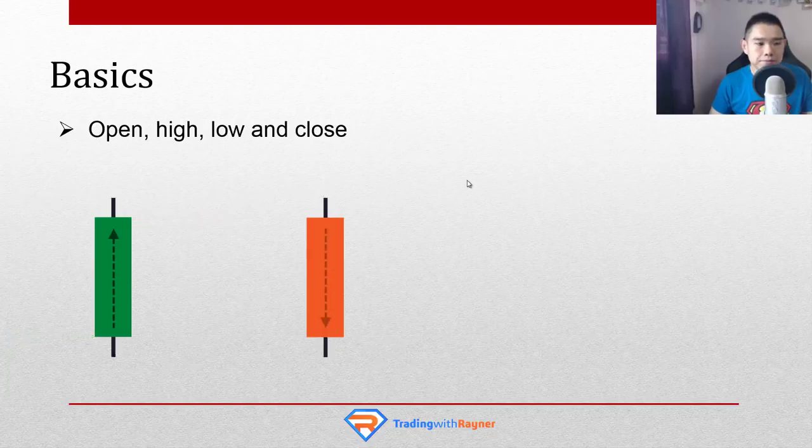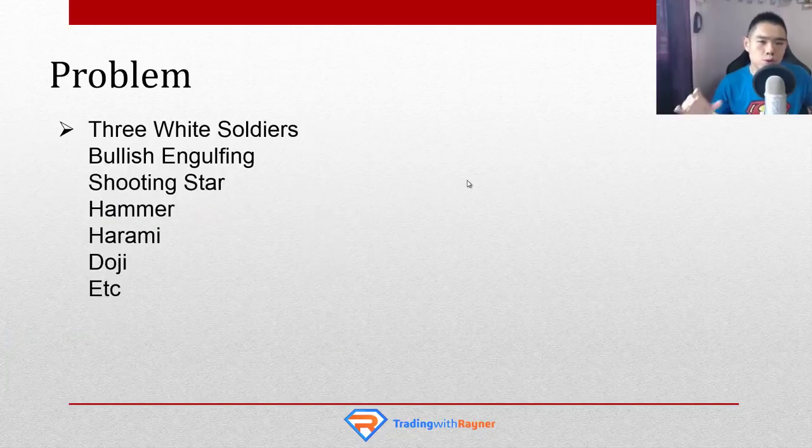And here's the thing. For those of you who dabble in candlestick patterns for a while, you will face this problem. And what's this problem? There are so many patterns out there. You have the three white soldiers, the bullish engulfing, shooting star, hammer, harami, doji, etc. And if you memorize all these weirdly named patterns, it's a matter of time before you get overwhelmed.